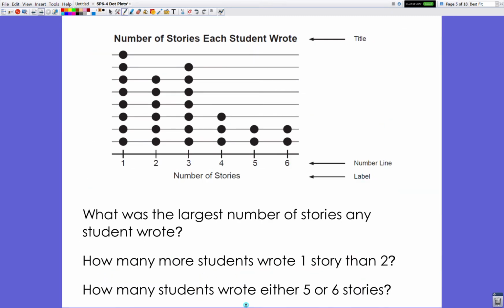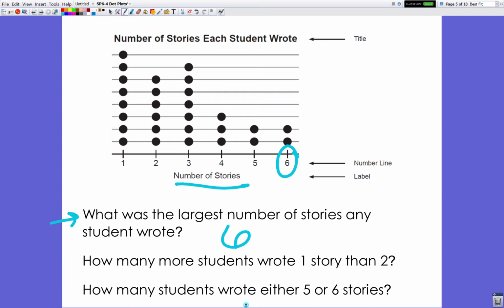So same graph, but just different questions. Now they want to know, what was the largest number of stories any student wrote? Well, the number of stories is the number line, and the largest amount is 6, because that's as far as our dot plot goes. So the largest number of stories any student wrote was 6.